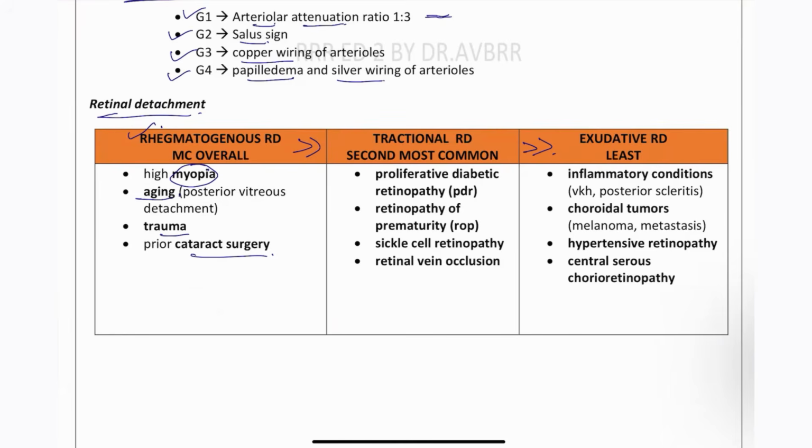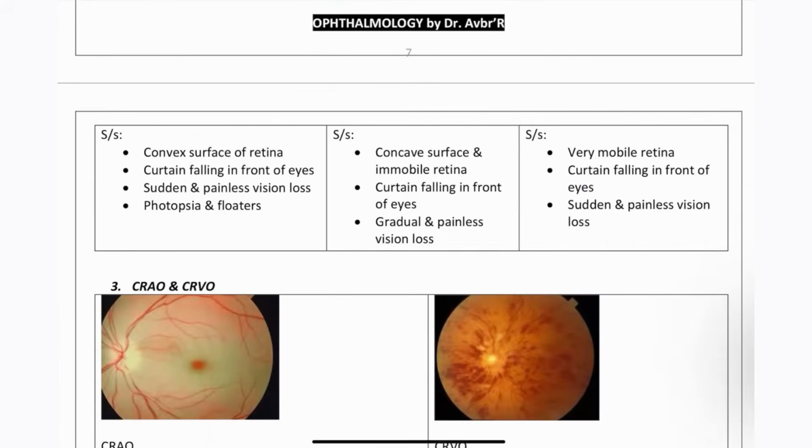These are the causes. Second most common is the tractional type. In this patient, this is due to diabetes, the most common cause, or the retinopathy of prematurity in children. Next, sickle cell retinopathy or retinal vein occlusion. Next, the exudative type. It is a very rare condition associated with inflammatory conditions or tumors like melanoma, and metastasis will also be seen. Next, how you are going to see the symptoms.